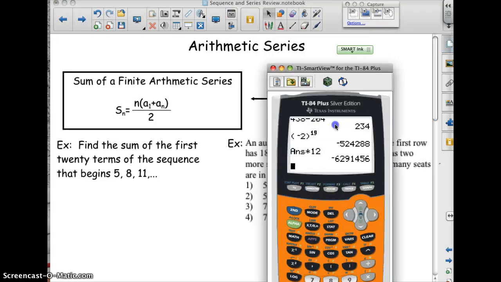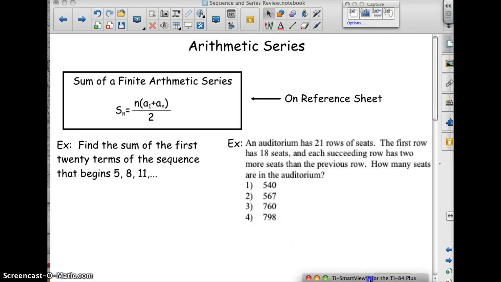All right, next, arithmetic series. An arithmetic series is going to be the sum of some numbers. Like we did with the sigma notation, this is kind of the same thing. This is on your reference sheet: the sum of a finite arithmetic series. This formula is provided for you. S sub n is the sum of the first n terms, and the rest of them you know, a sub 1 and a sub n.